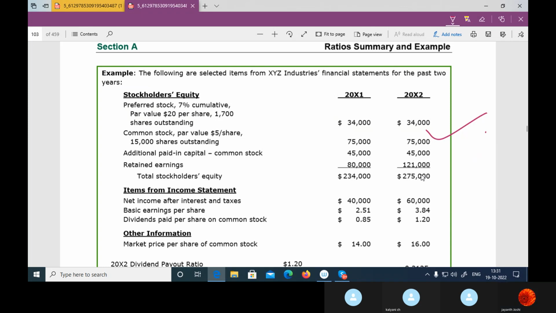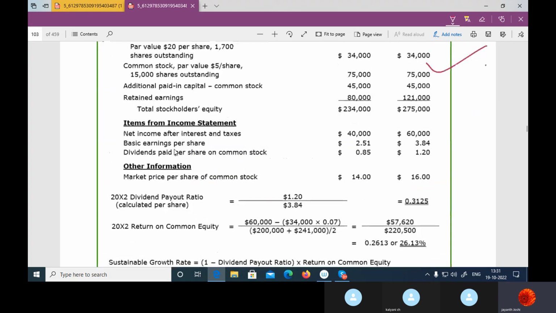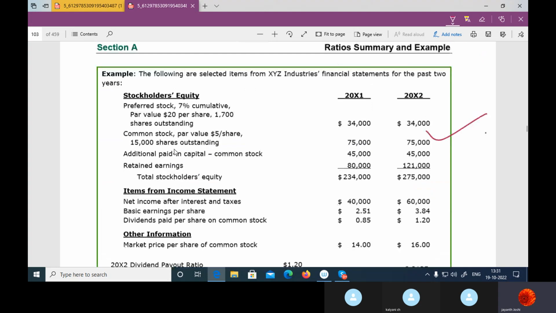For which year can we calculate the sustainable growth rate? They're asking for 2002, right? Yes. The following are the selected items for XYZ Industries financial statement for the past 2 years. So if you want, you can take 2002 into picture, and as they did not mention which year, they mean the current year only.